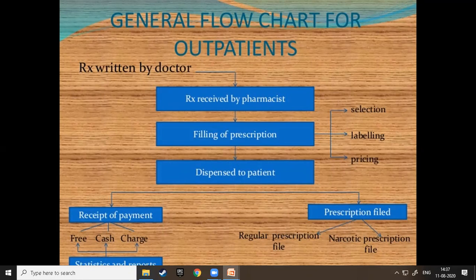This prescription must be filed in a particular patient file, a regular prescription file, and a narcotic prescription file. Two separate types of record must be maintained. Students who are having a medical shop know this thing. You have to maintain the record of what kind of medicine you are selling day by day. The regular prescription file is separate, and the narcotic prescription file you have to maintain.